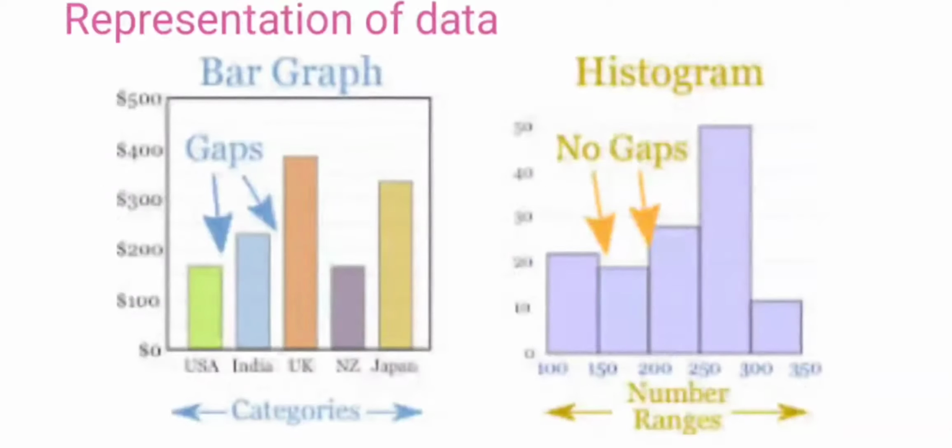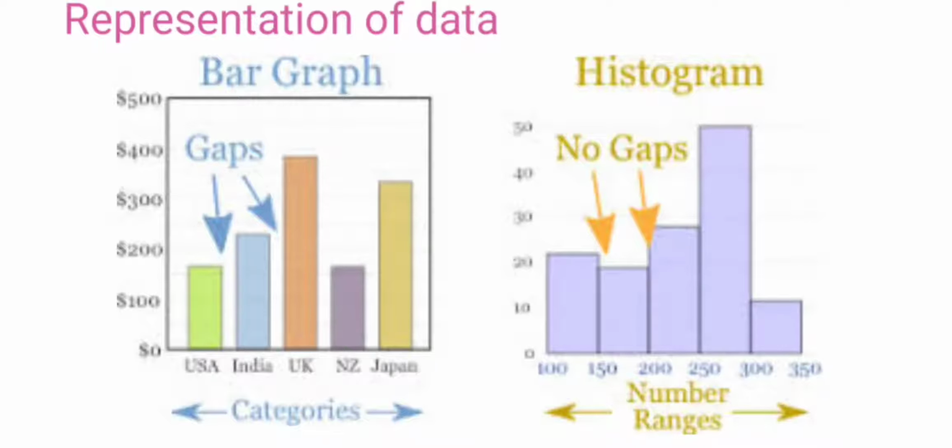Next, data can be represented through bar graph, histogram, pie chart, and double bar graph. When data is represented in bars, it is called a bar graph. In a histogram, data is also represented in bars, but there is no gap between two bars, whereas in a bar graph there is a uniform gap between two bars.